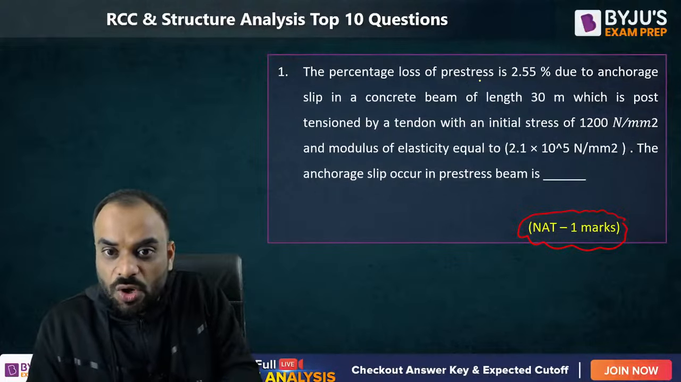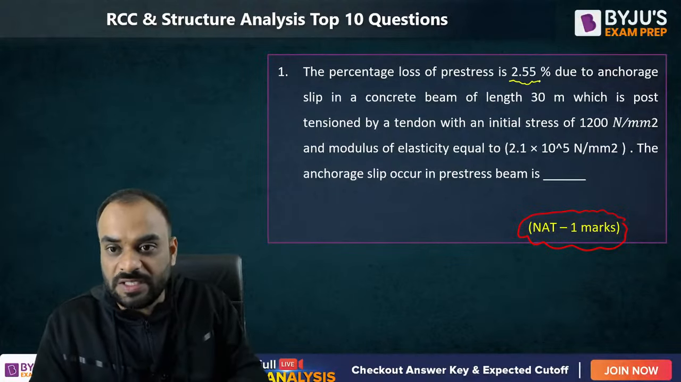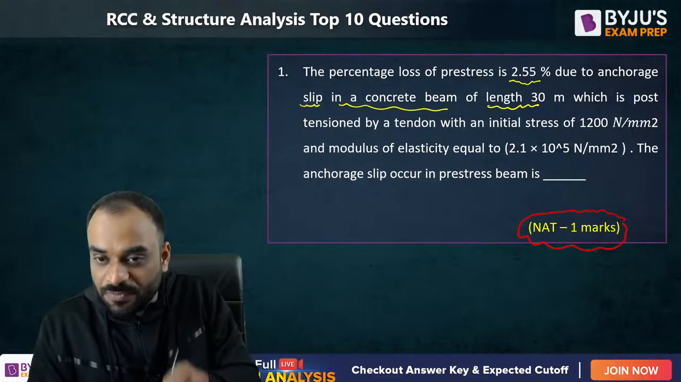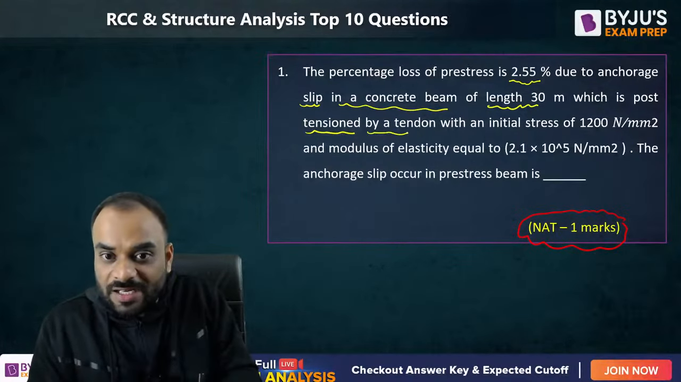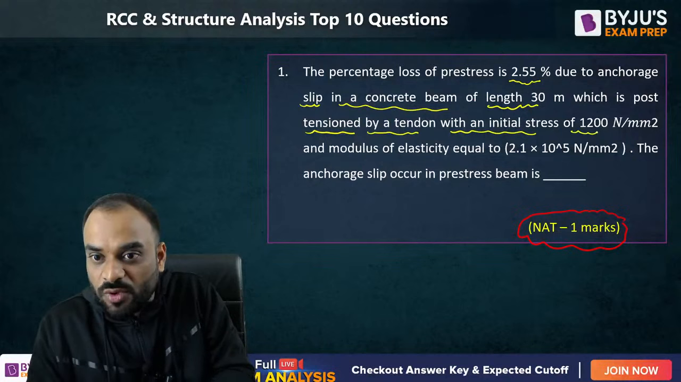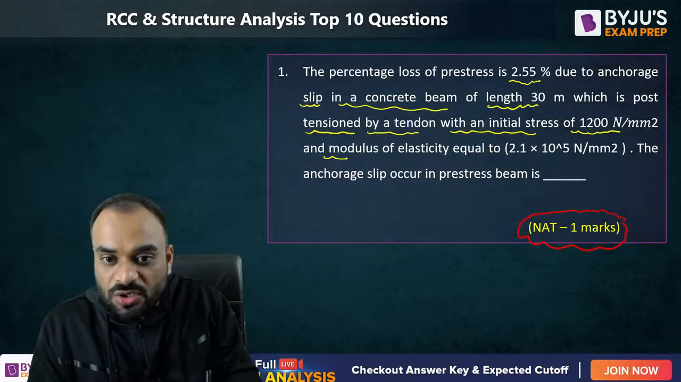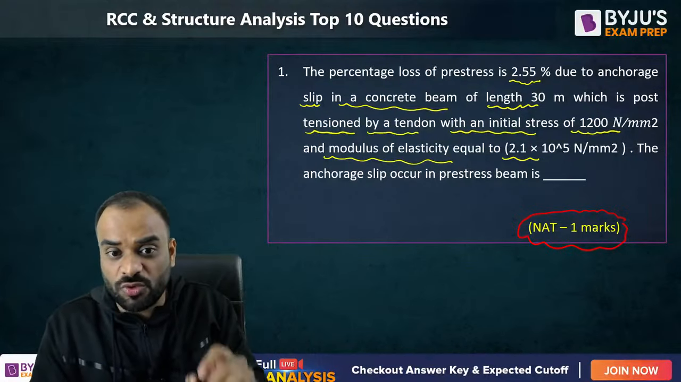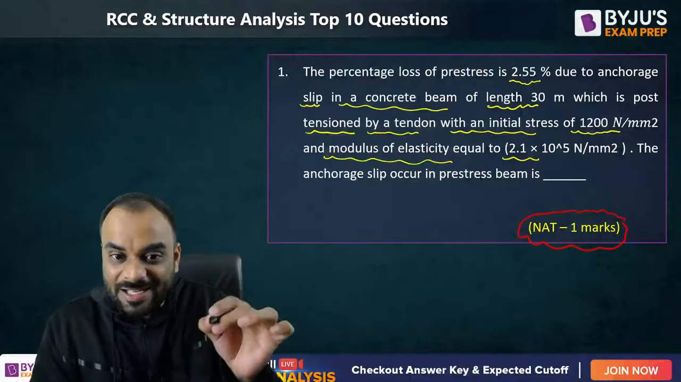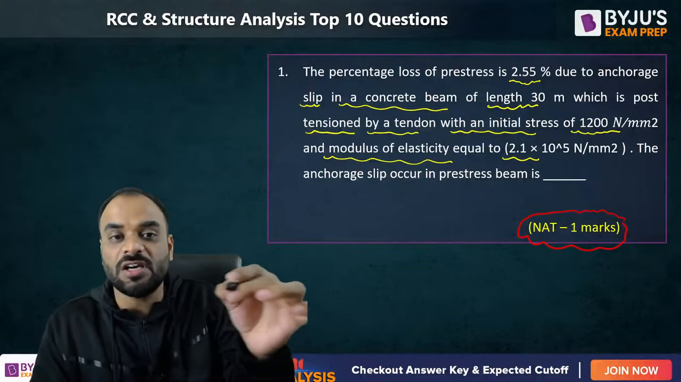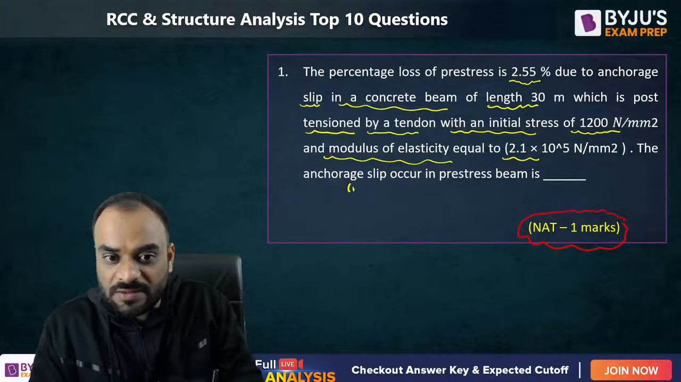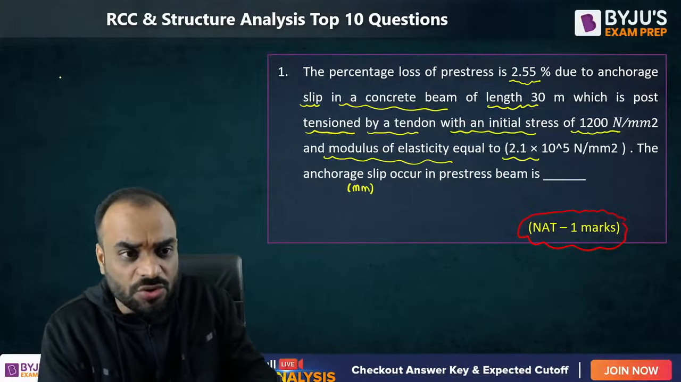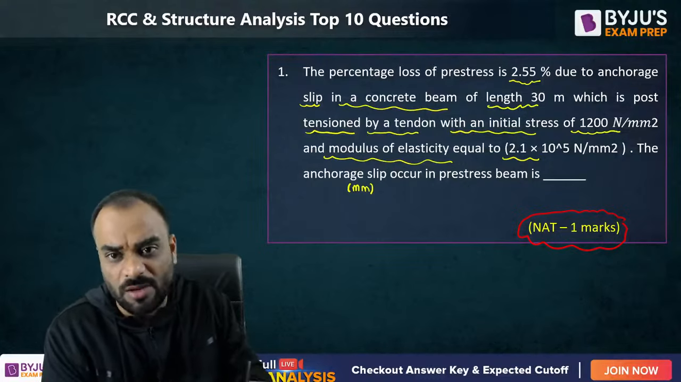The percentage loss of the pre-stress is 2.5% due to anchorage slip in a concrete beam whose length is 30 meter, which is post tensioned by a tendon with an initial stress of 1200 Newton per mm square. And the modulus of elasticity is 2.1 into 10 raised to power 5 Newton per mm square. What you need to find, guys? You need to find out the anchorage slip in mm which occurs in the pre-stress beam. You need to find out how much anchorage slip will occur in mm in this particular condition. Very simple question. You know how to solve it, and this is a 1 mark problem.